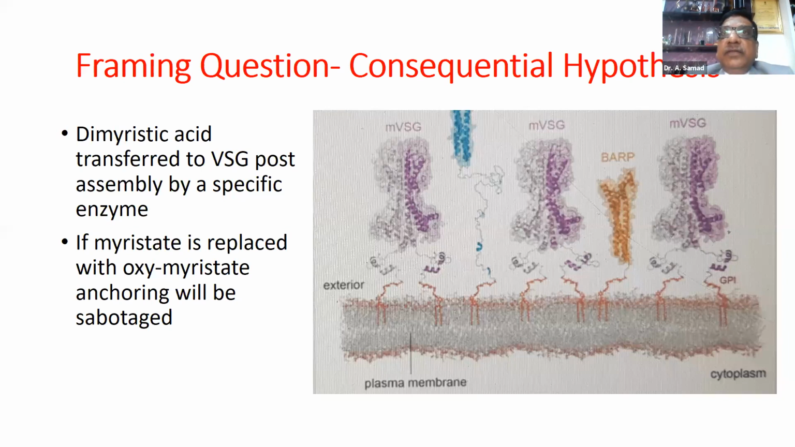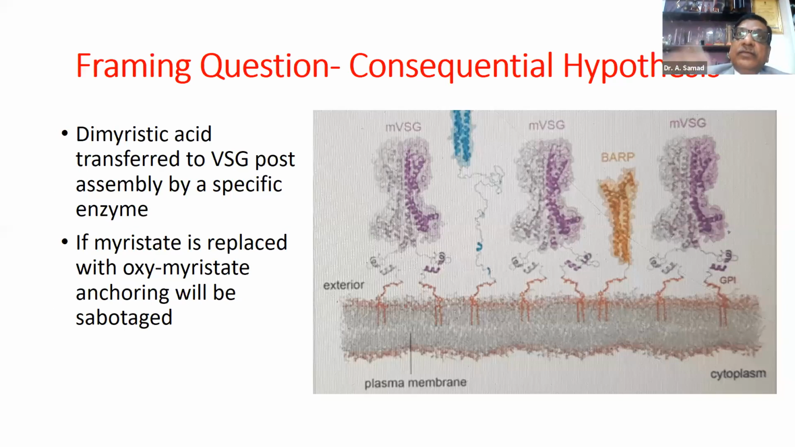So here my question, which I framed for my PhD thesis, was how this dimyristate is assembled with the surface glycoprotein. I mean, what is the whole process of, number one, assembling of the myristate, and then transfer of this dimyristate inositol onto the surface glycoprotein. So with that question, I started working on it.